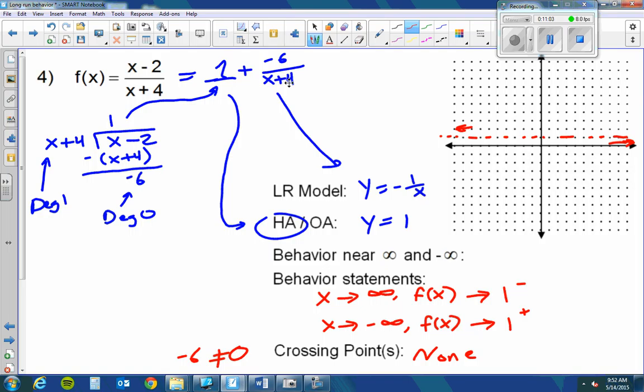It doesn't equal 0. It only actually crosses that line if it actually equals 1, and this y value only equals 1 if this part's 0. But this part's never 0. Okay?